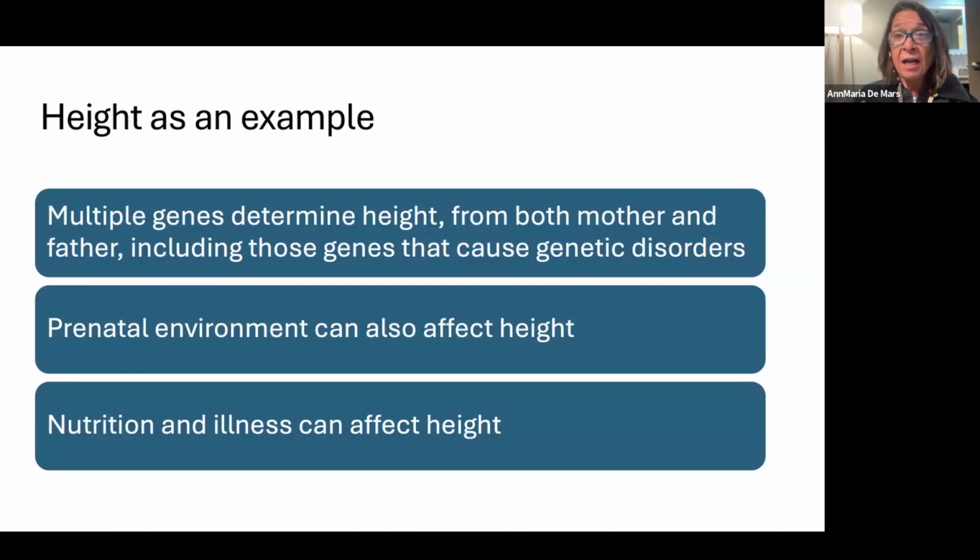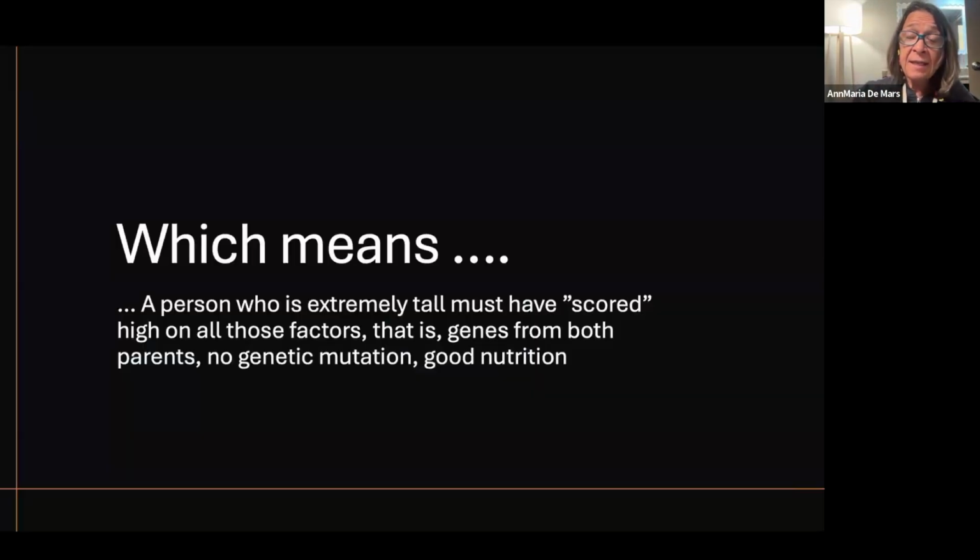If your mother does not have adequate nutrition during pregnancy, as we saw from a lot of examples during World War II, when there was a shortage of food in areas, then your height may be smaller, well, shorter. If you yourself don't have adequate nutrition or you become ill, that can also affect your height, which means that a person who's extremely tall must have scored high on all those factors.